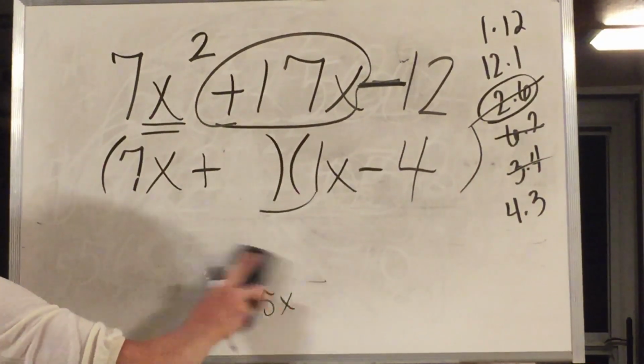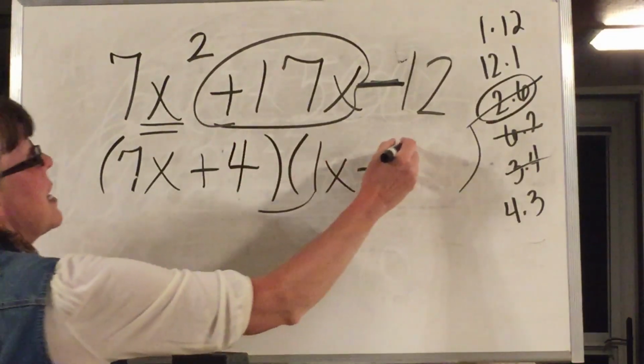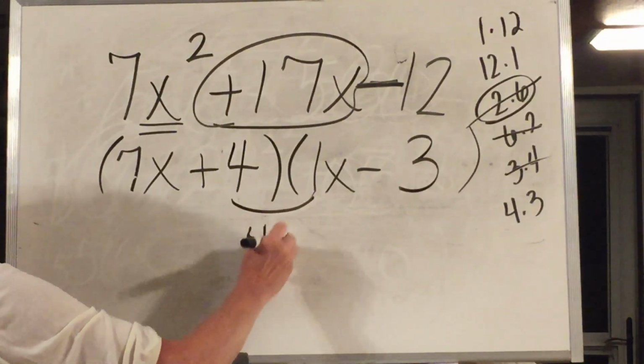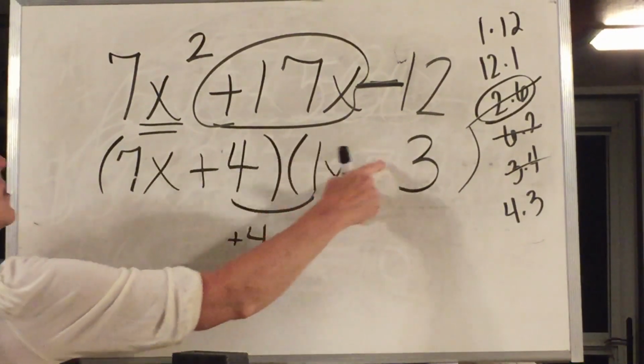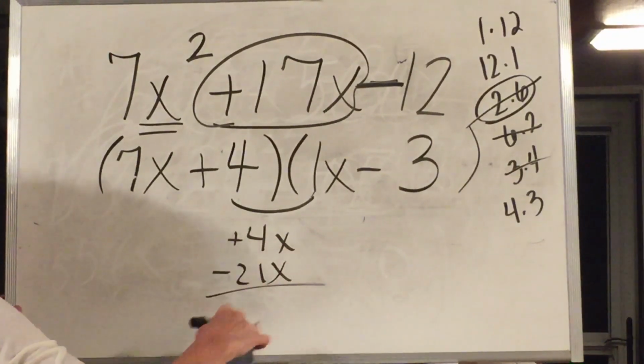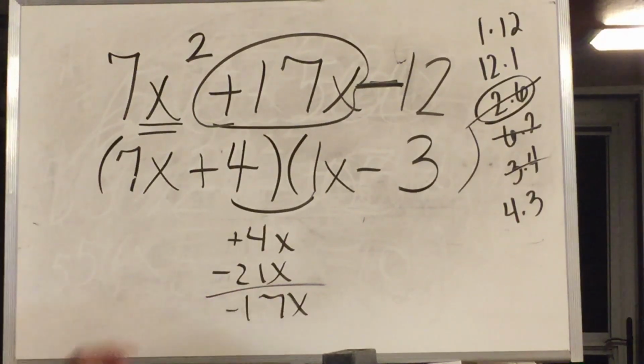Okay, maybe this 4 times 3 will then. Okay, so 4 and then the 3. Inside, 4x. Outside, negative 21x. Now that gets me close. That gets me to negative 17x.